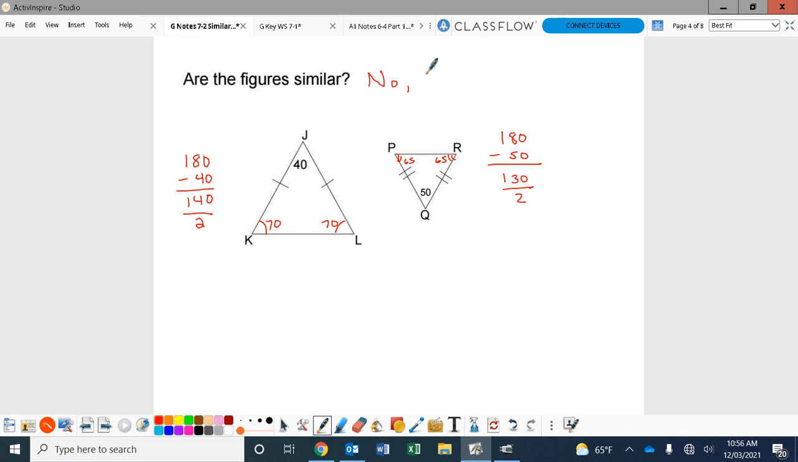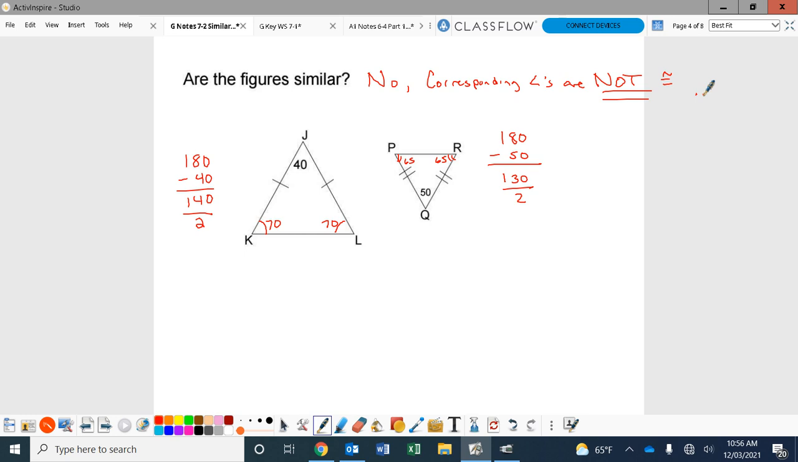Because what? What kind of angles are those called? Corresponding angles are not congruent. Corresponding angles are not congruent. Good.